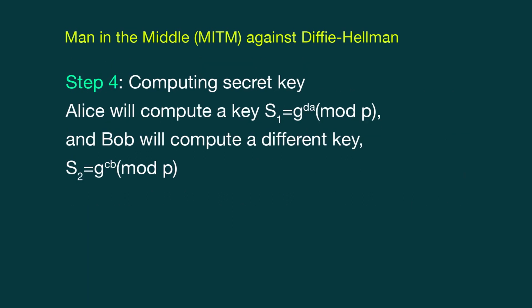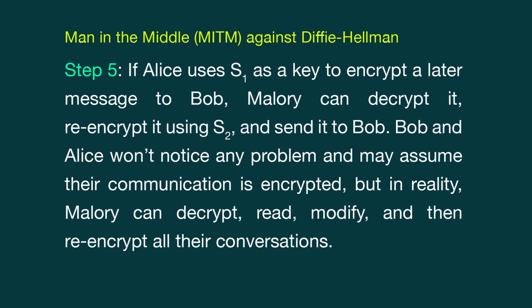And in step 4, computing secret key, Alice will compute a key S1 equal to G raised to DA mod P, and Bob will compute a different key S2 which is equal to G raised to CB mod P. And step 5, if Alice uses S1 as a key to encrypt a later message to Bob, Mallory can decrypt it, re-encrypt it using S2 and send it to Bob.